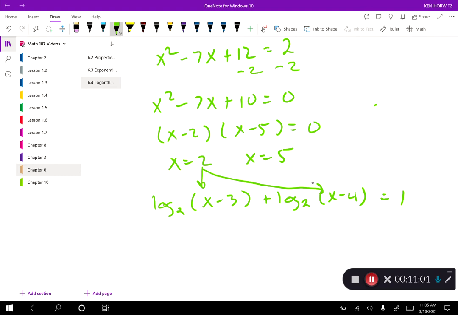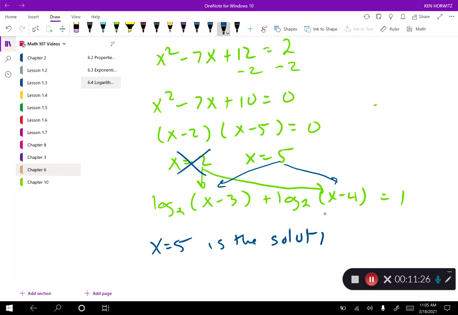So actually 2 is the extraneous solution. I'm going to cross the positive 2 out because it gives me negative numbers. If I take the 5 and I plug it in, I get positive numbers inside those parentheses, and that's what I need. So x equals 5 is the solution.